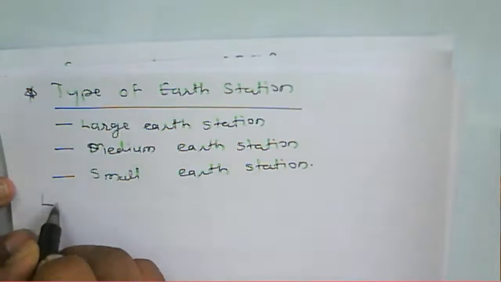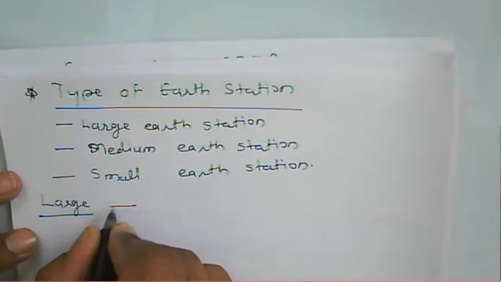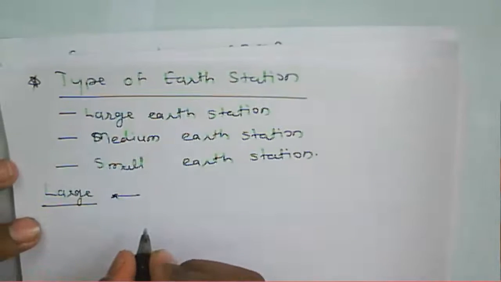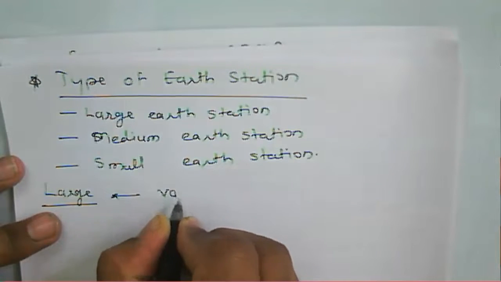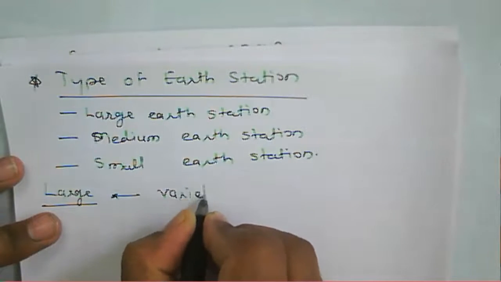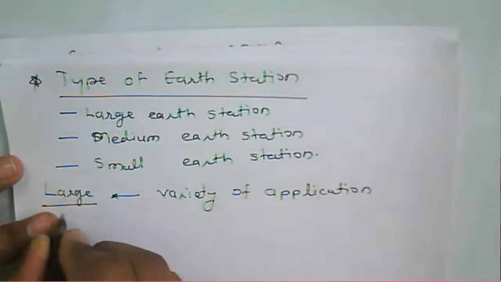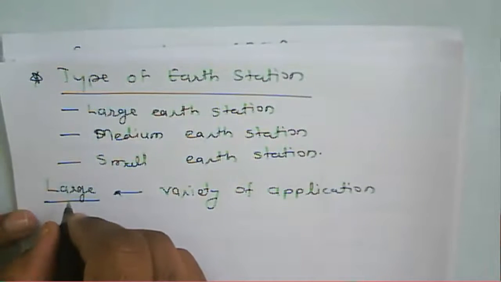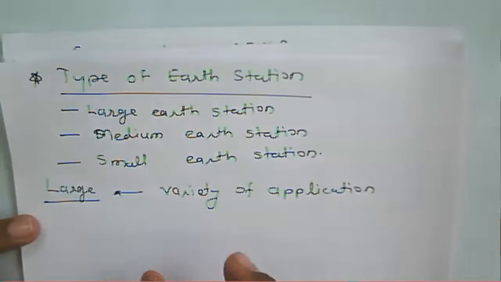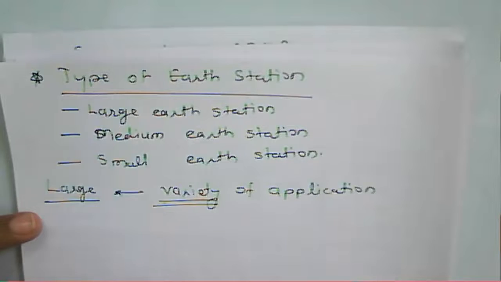So we can say that a large earth station, whose antenna size is large, will be useful for a variety of applications. Because the size of the antenna is large, the channel capacity is large, and the traffic handling capacity is large, that's why a large earth station has a variety of applications.